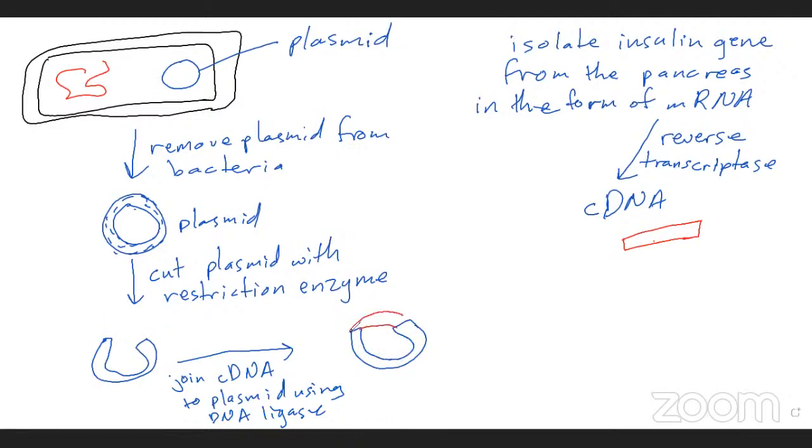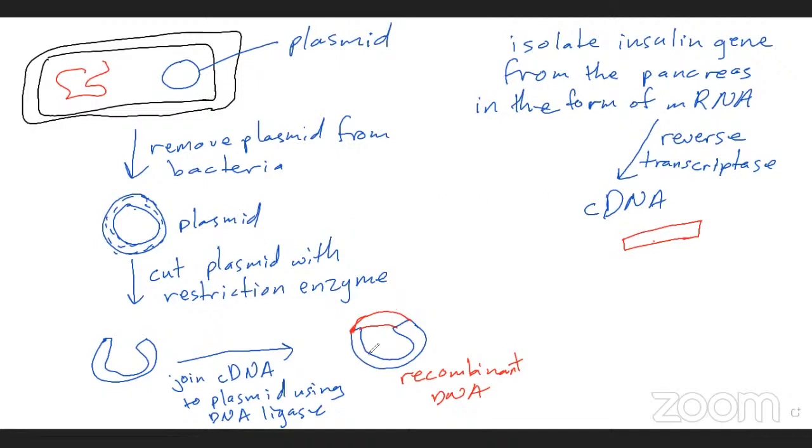So there you have it. So this is now recombinant DNA. The reason why I call it recombinant DNA is that it's DNA from two different organisms. This was from the bacteria and this is from human.